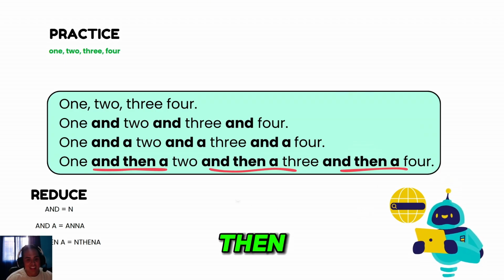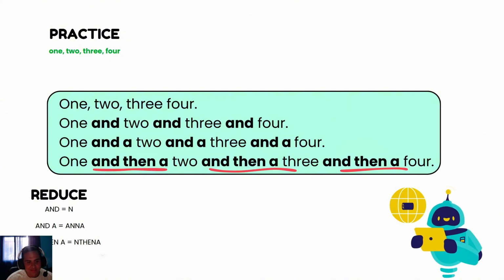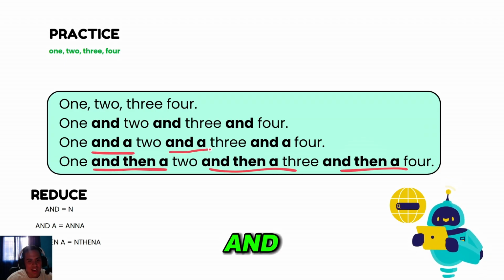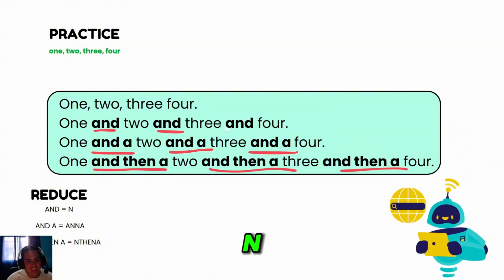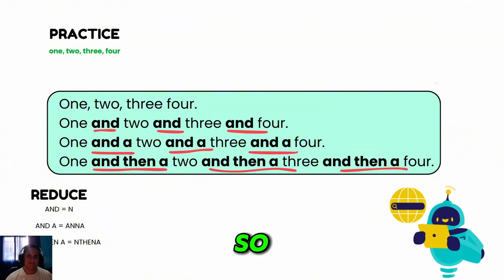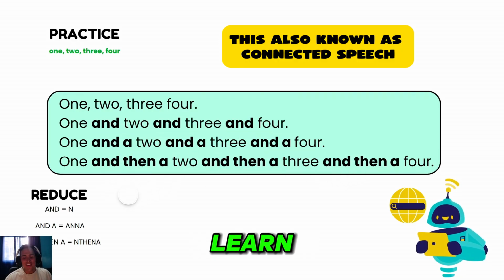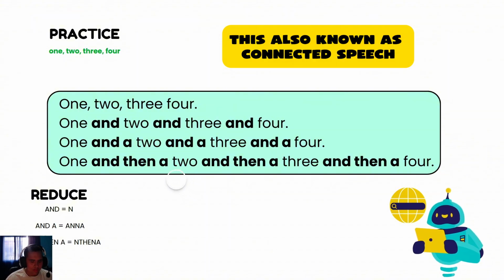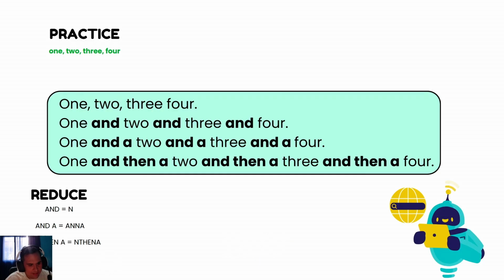Andena, andena, andena. And a 2 and a 3 and a 4. So this, with practice, we can learn why native speakers speak in that way.